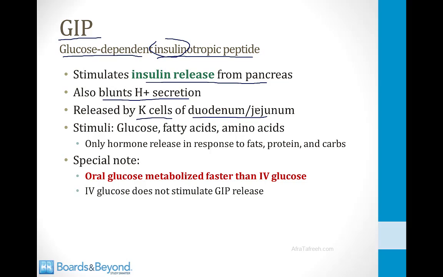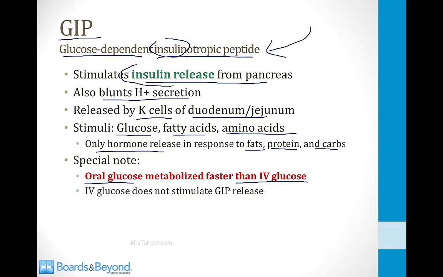The stimuli for the release of GIP include glucose, fatty acids, and amino acids. And it's unique in that it's the only hormone that's released in response to all three types of foods: fats, proteins, and carbs. The most high-yield thing to know about GIP is that because of this hormone, oral glucose is metabolized faster than IV glucose. If you administer oral glucose to a patient, that will trigger GIP release, and that will trigger insulin release, and as a result, that glucose will be metabolized quickly relative to an IV dose of glucose, which does not trigger GIP release because it doesn't go through the intestines.